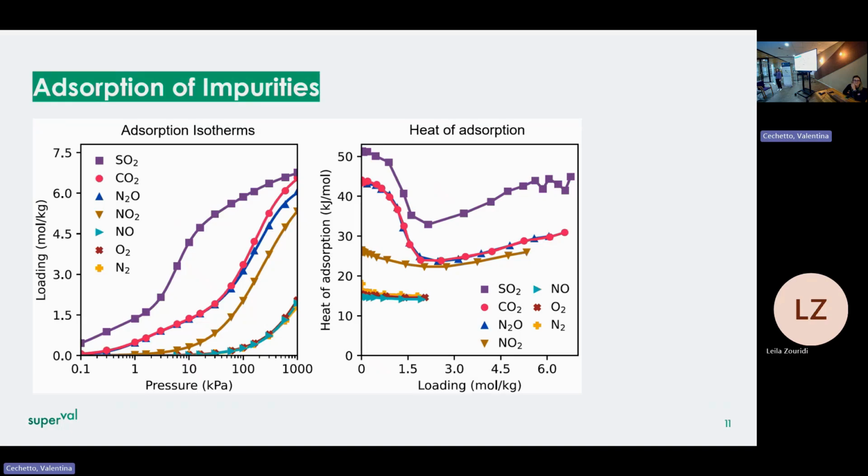May I ask, if you have humidity in the flue gas, how can that affect the process? Yeah, we have done some things on this. This MOF adsorbs water well, as does every MOF that adsorbs CO2 well. So if you get high relative humidity, you get competition with the CO2 for sure.